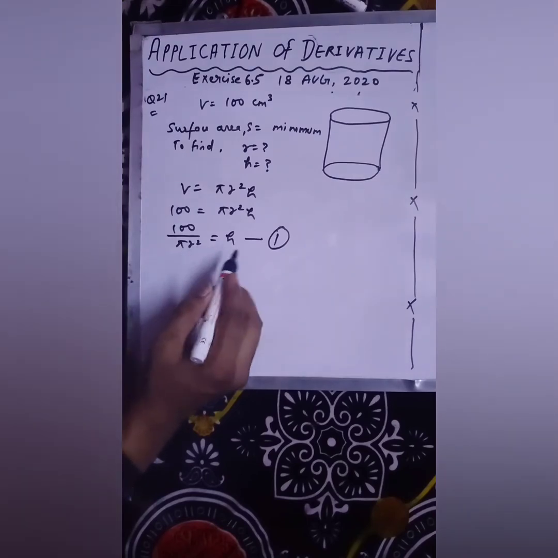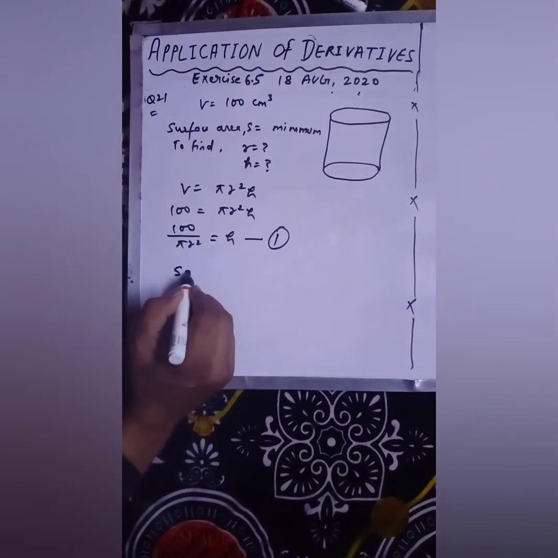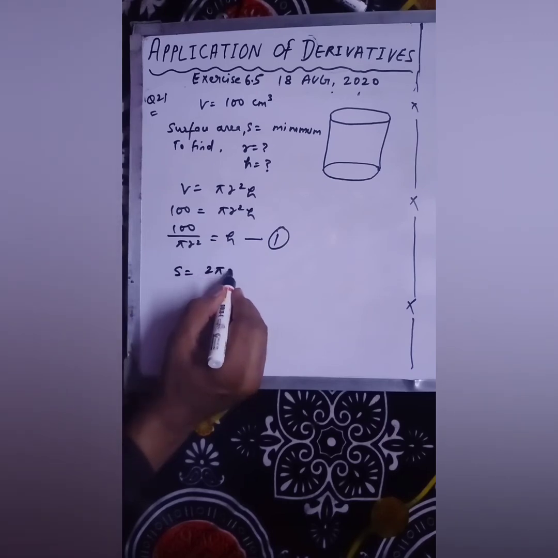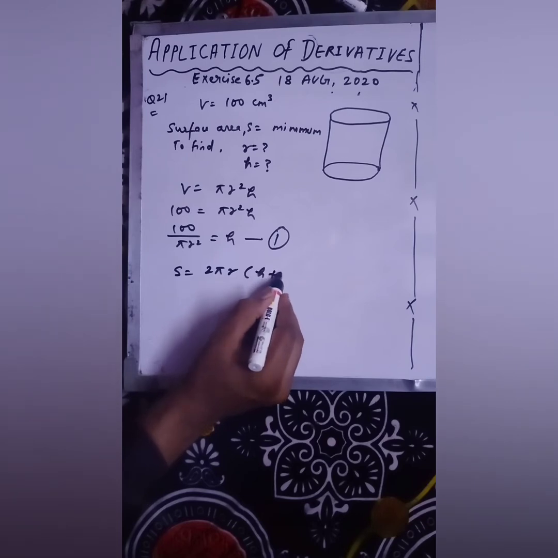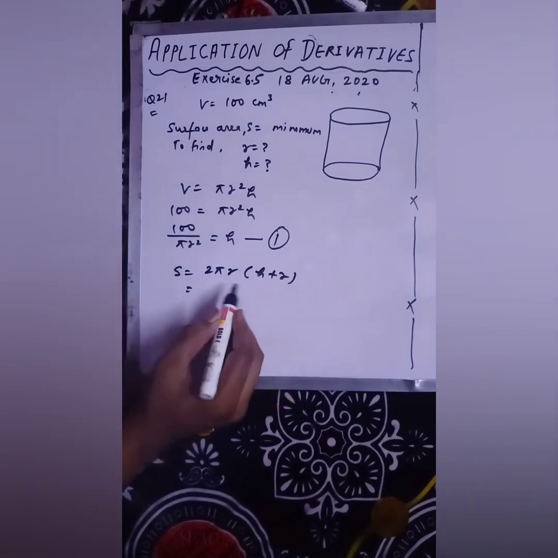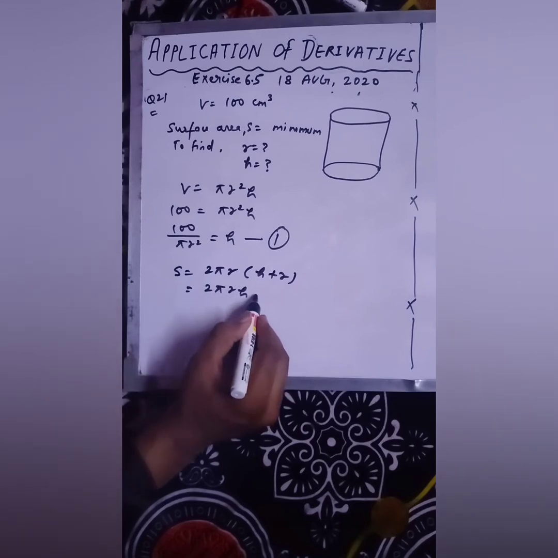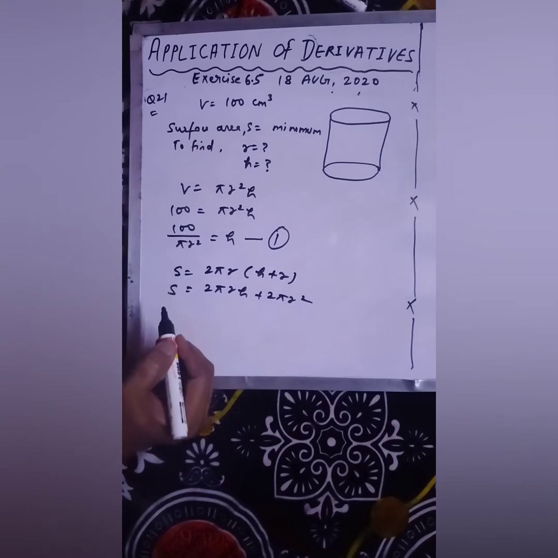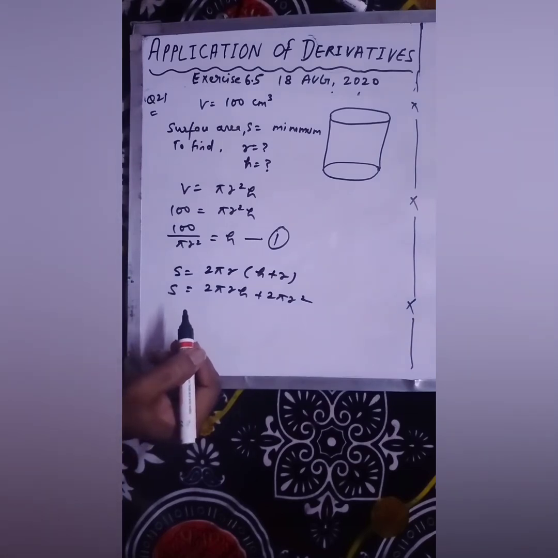Now the surface area of this closed cylinder is 2 pi r (h plus r). So we are inserting this. So this is the surface area. Fine.